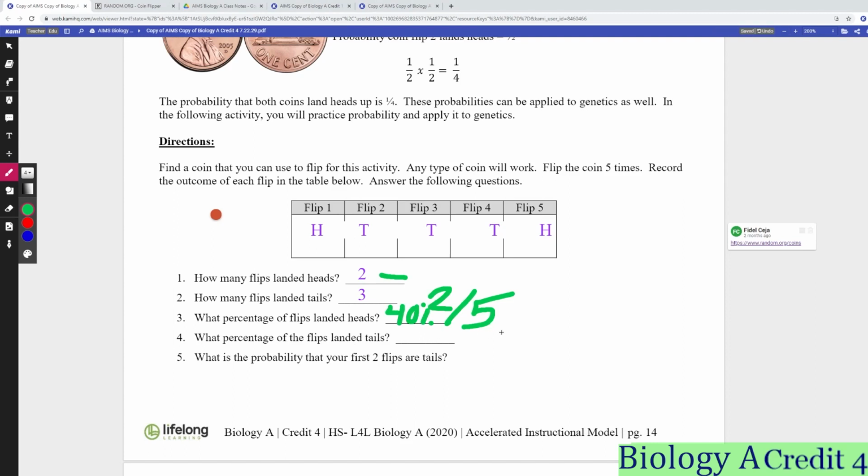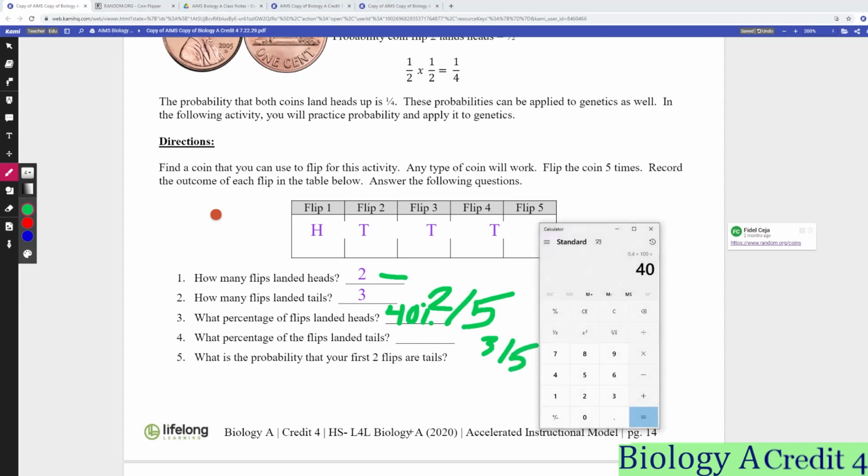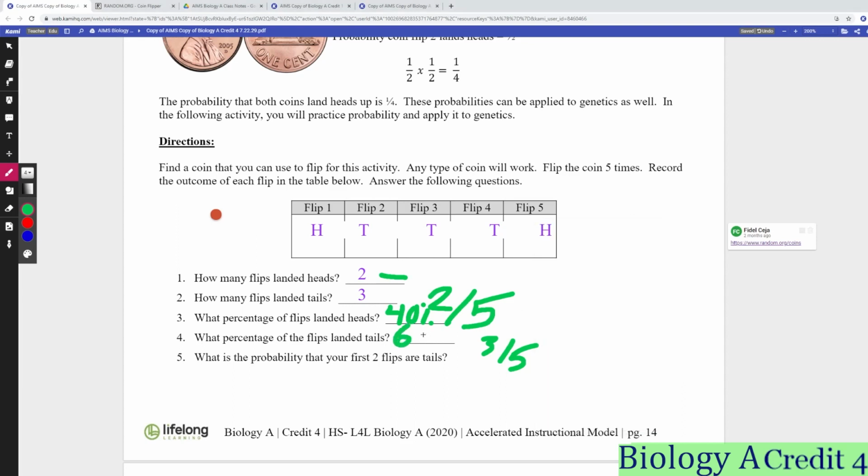What about tails? So here we have 3 out of 5 for tails. So again, all we're going to do is divide 3 divided by 5. We get 0.6, times it by 100 for our percentage, 60%. Awesome, 60%.